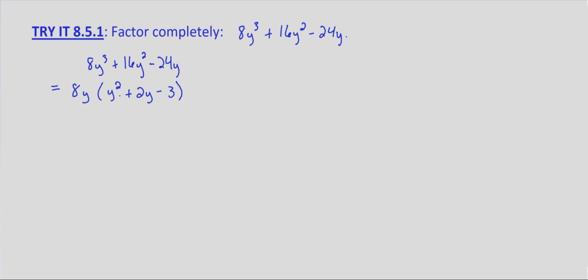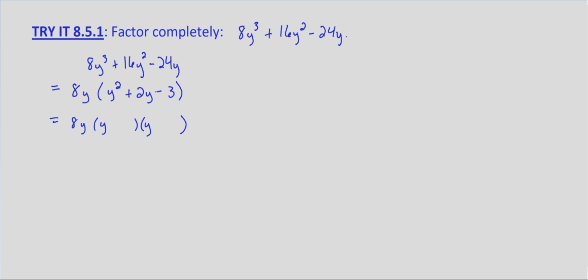So now we're going to undo FOIL. We have our 8y, and we're left with a trinomial that is a quadratic. So we want to know what two numbers multiply to negative 3 and add to 2. They multiply to our constant, and they add to the coefficient on y. So we know we're going to have two binomials if it does factor. And we know the two leading terms in those binomials are going to be y.